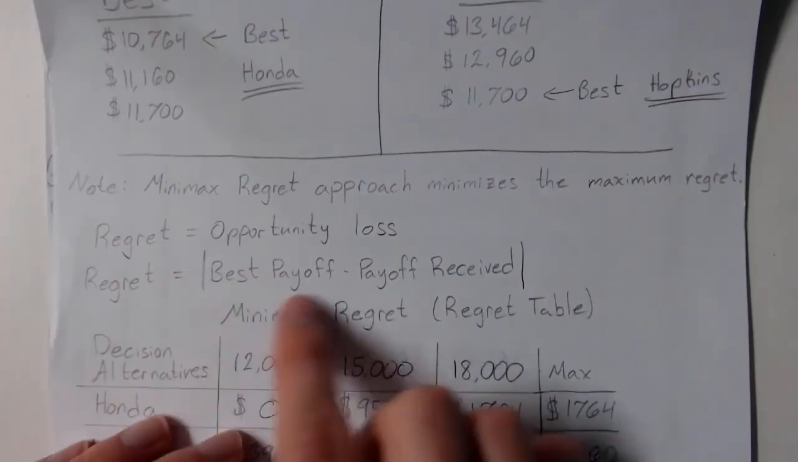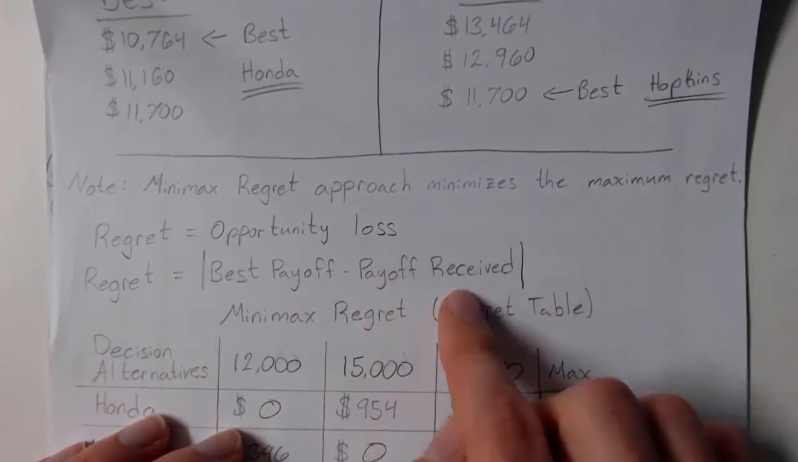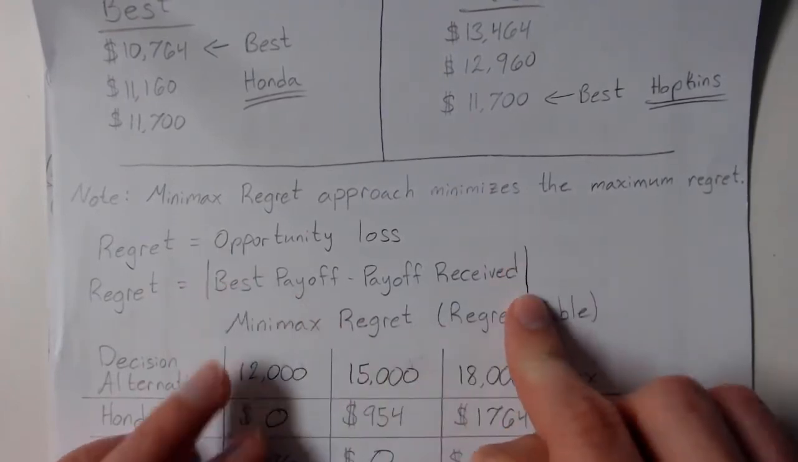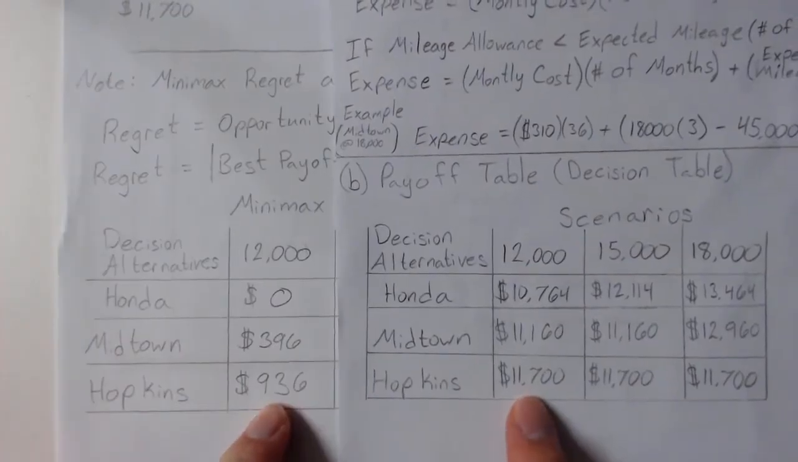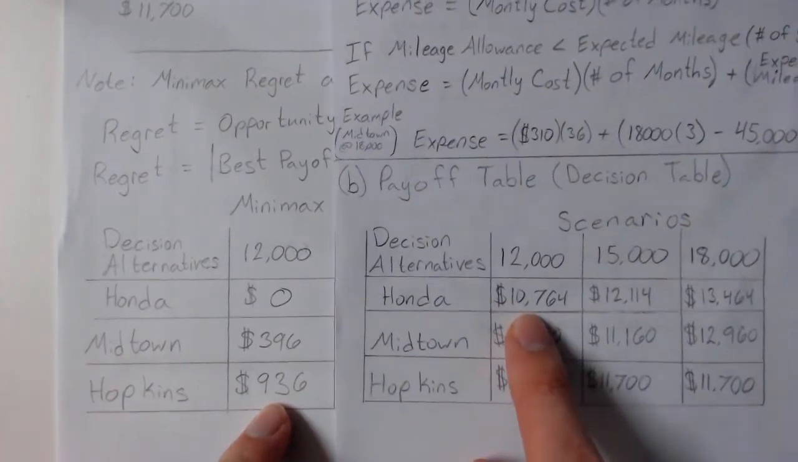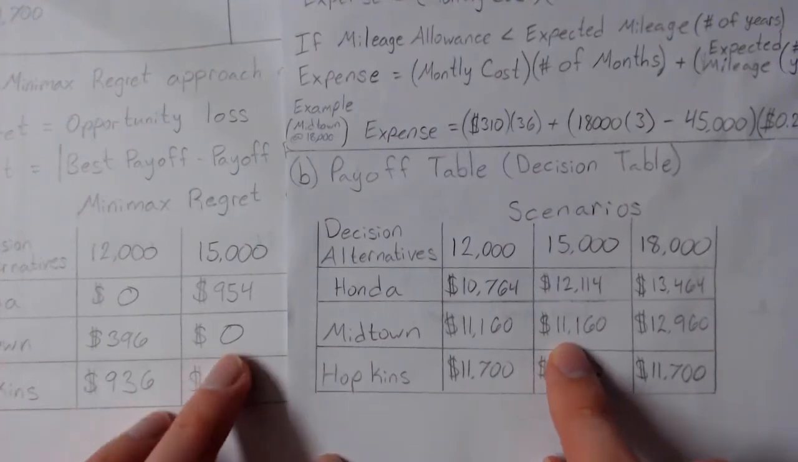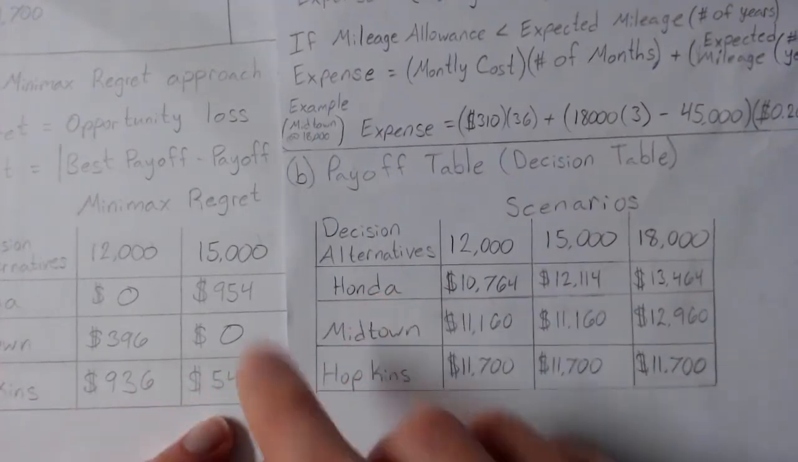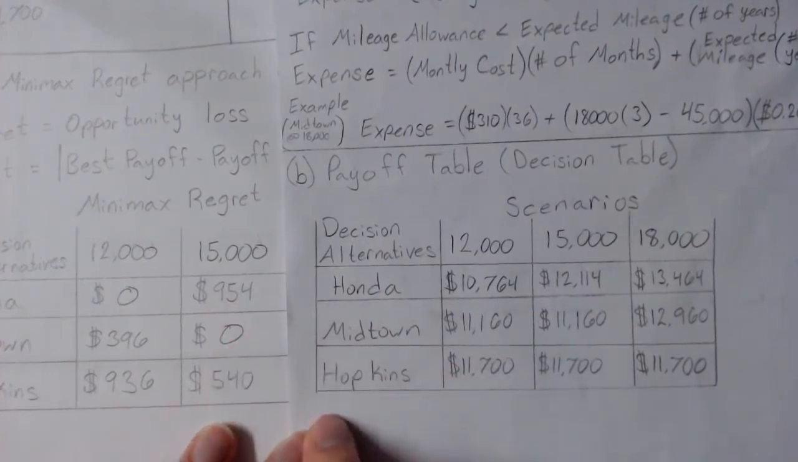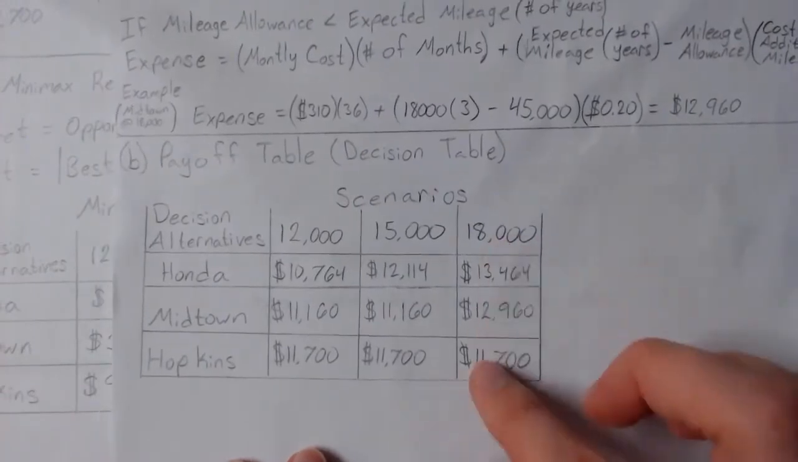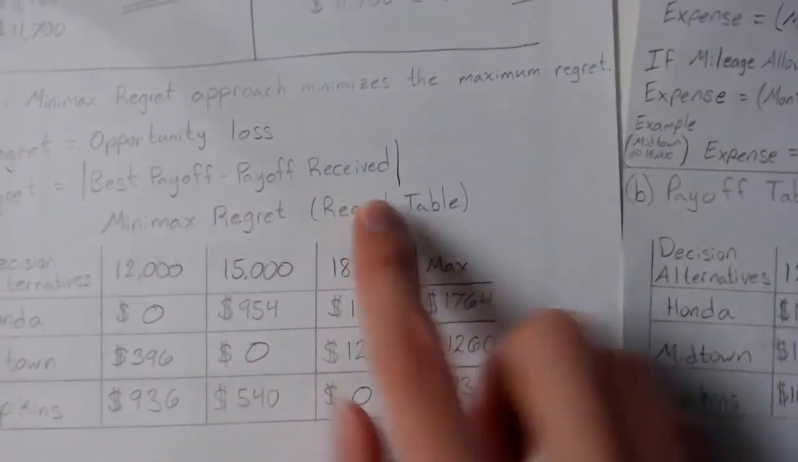That is calculated by the best payoff minus the payoff received. Like I said, the best payoff doesn't necessarily mean the highest, so I put absolute value bars around it. So if I chose to rent a car from Hopkins, the better option would have been Honda, so I would have missed out on $936. For 15,000 miles, the best option would have been going with Midtown. If I had purchased a car from Honda, I could have saved that amount if I'd gone with Midtown. And I could have saved $540 if I had gone with Midtown instead of Hopkins. Again, you take the best option, subtract all three, and the absolute value of that.